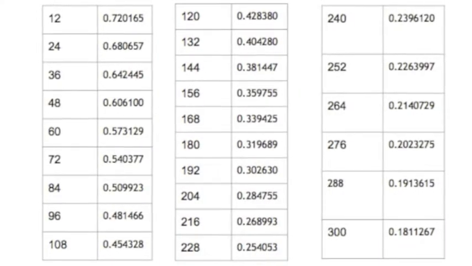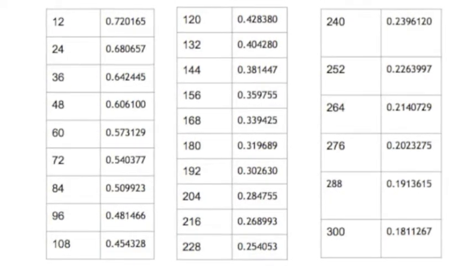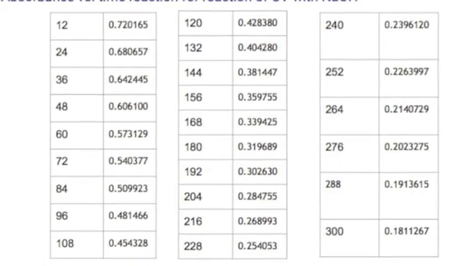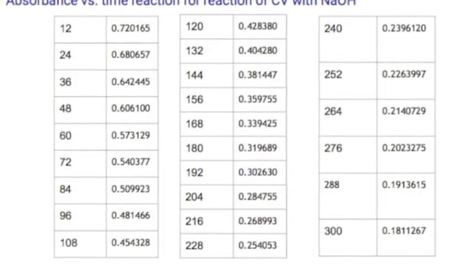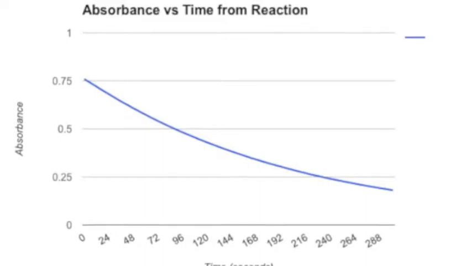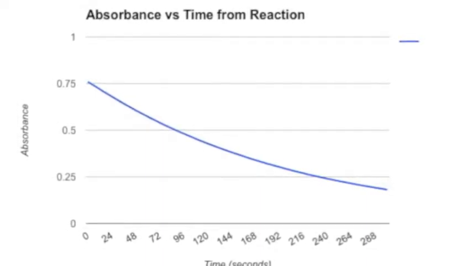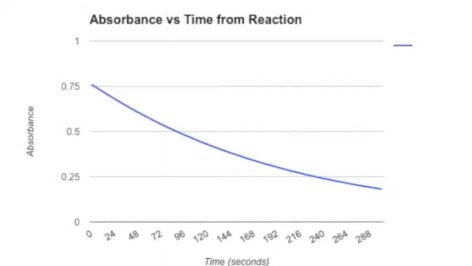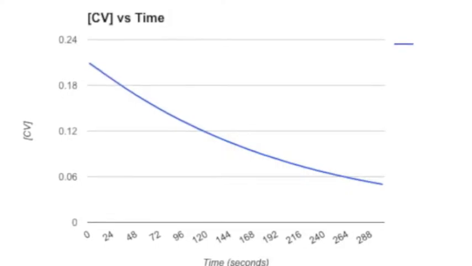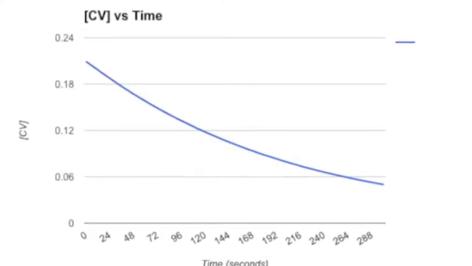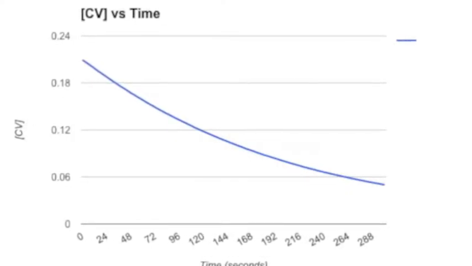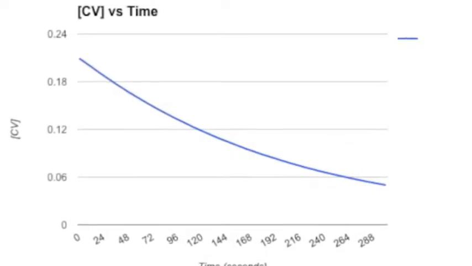The data shown is the absorption of the colorimeter over a 5-minute period. The table shows a data entry every 12 seconds. We then graphed this data over time. We used Beer's law, which was shown earlier in the video, to convert absorption to molarity. We then created a few graphs using molarity to determine the rate law.